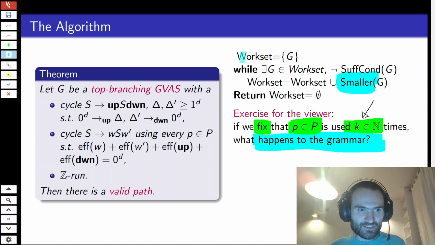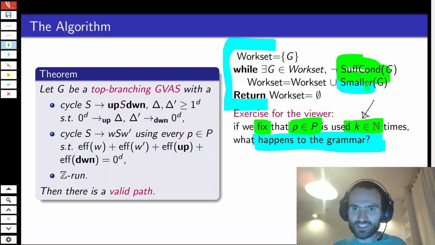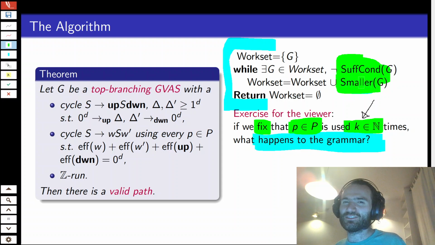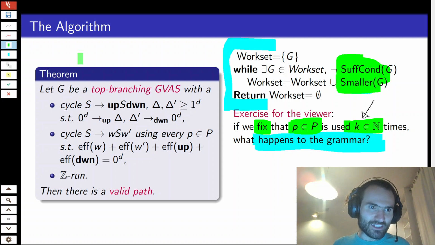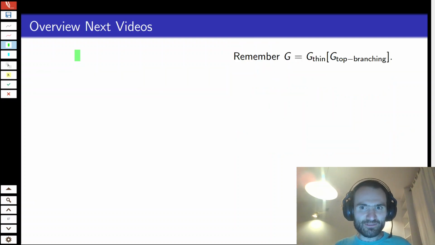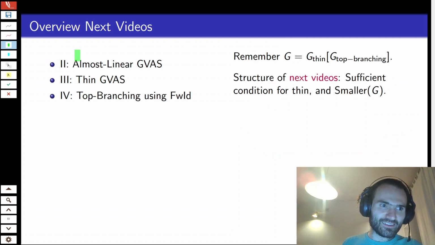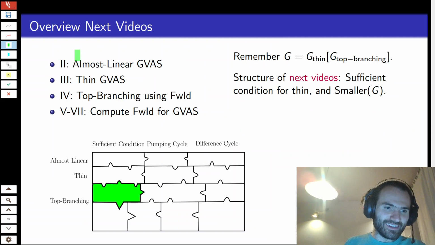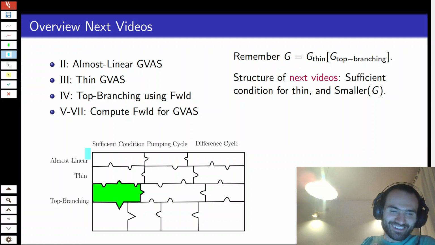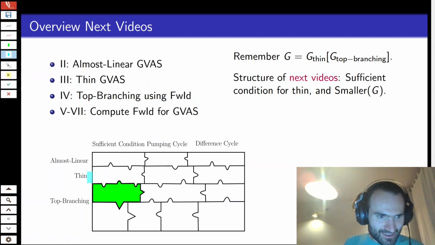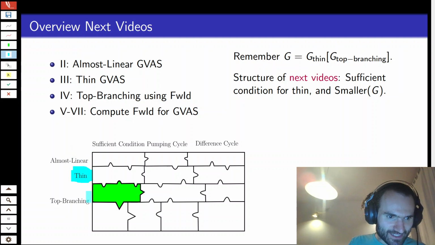So as a short recap, this is the algorithm. There are only two things we need to do. How do we decide the sufficient condition? How do we create smaller queries if a sufficient condition does not hold? And then the algorithm is clearly correct. So this gives us for next time the following. I should have really put the picture first. Okay. So, well, we have two cases of grammars, thin and top branching.